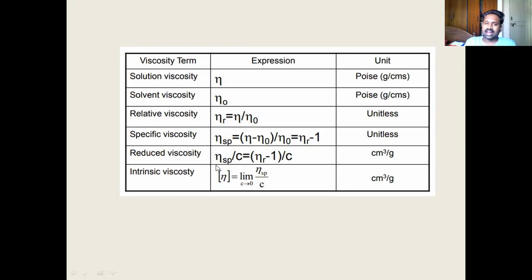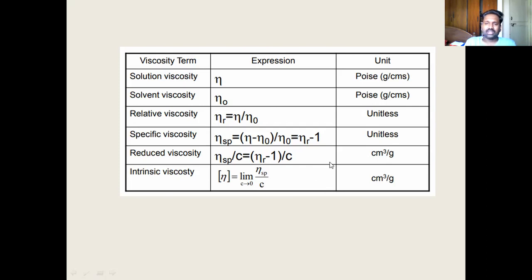Now the last one is important for our discussions. Why? For our experiments. And what is it? That is intrinsic viscosity. Intrinsic viscosity is defined as the limit, as concentration tends to 0, of specific viscosity divided by C.